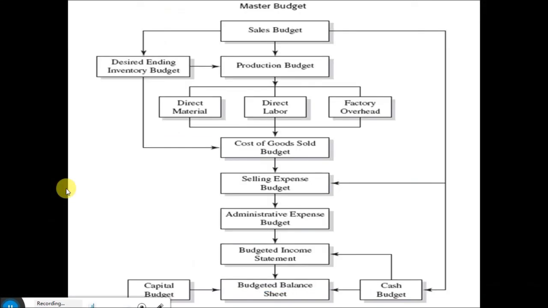So now, as per the budgeting process, we have finished the first phase in its preparation. That is the sales budget and the production budget, and the production budget includes the direct material budget, the direct labor budget, and the factory overhead budget. The next phase will be continued in our later videos.